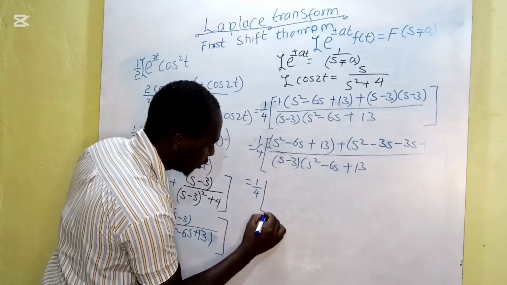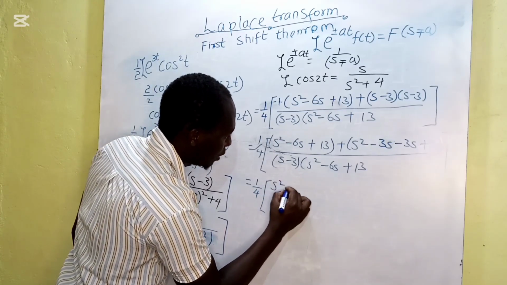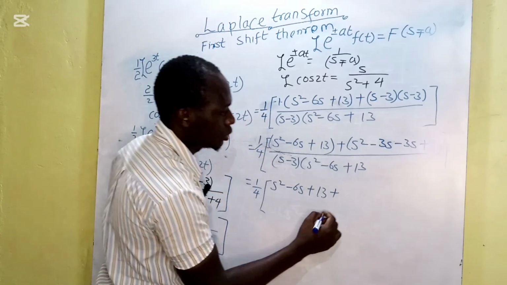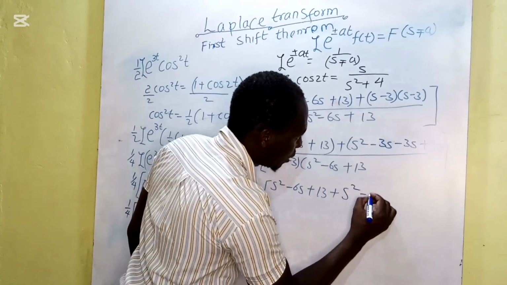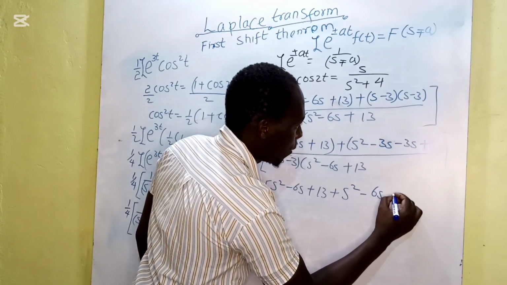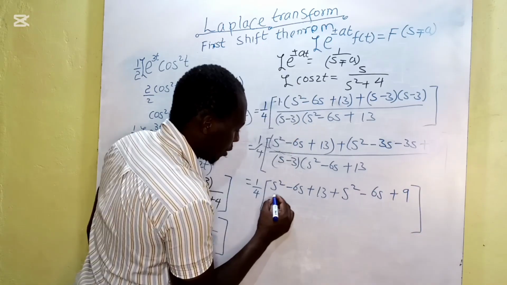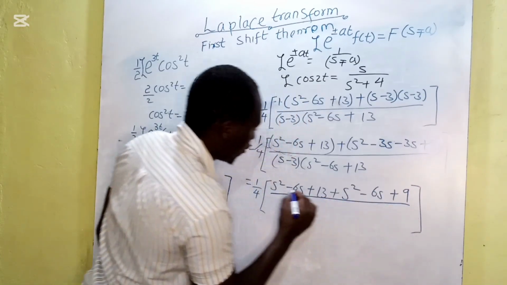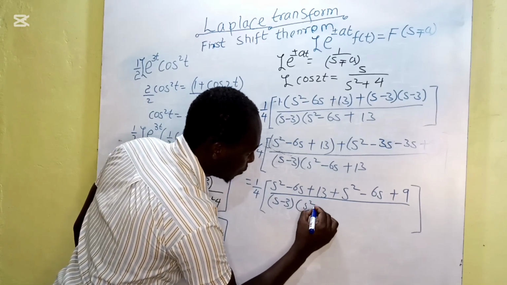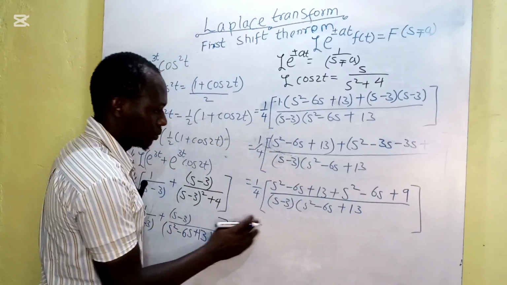1 all over 4 into, on our numerator, we are going to have s squared, we subtract from 6s, we add to 13. We add to s squared, we subtract from 6s, we add to 9. Everything is going to be all over s, we subtract from 3 into s squared, we subtract from 6s, we add to 13.